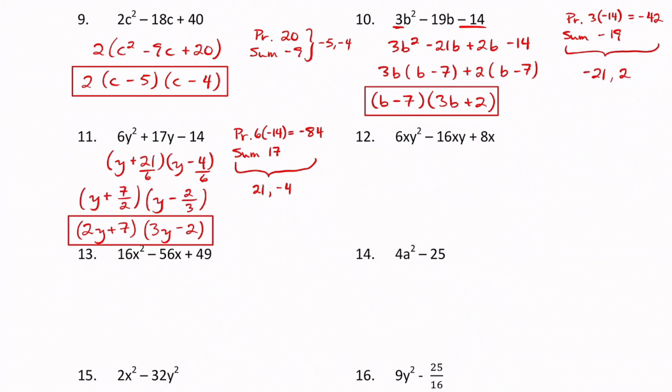Next we got number 12. I can see all these terms have an x and all of them are even, so I could pull a 2 out from all of them, so let's do that. Okay, and then with the three terms inside the brackets, we're going to do our product and our sum.